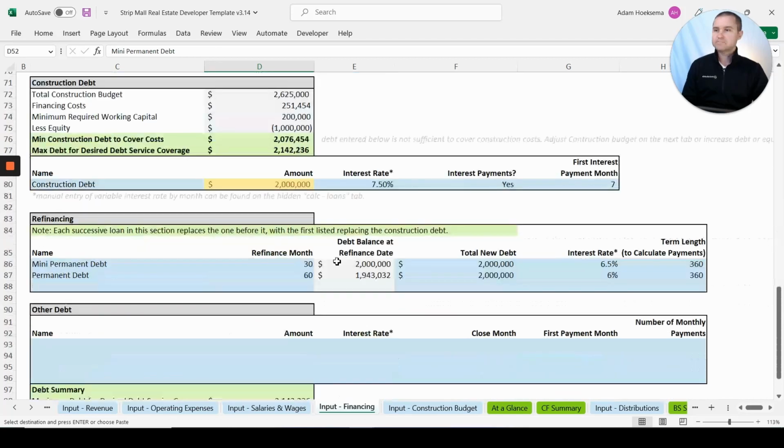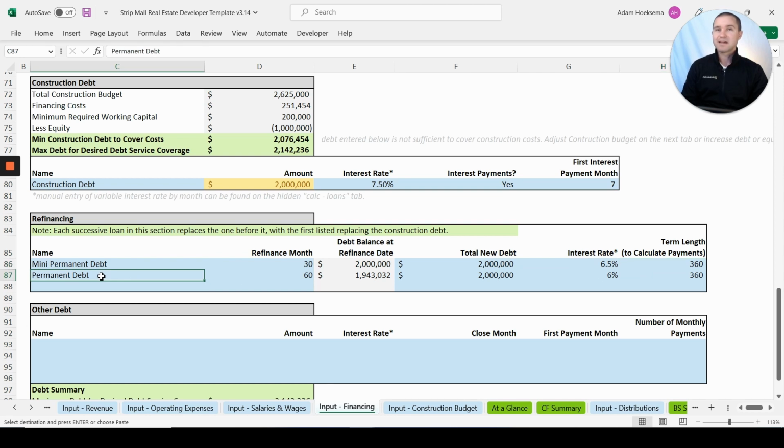And so what we're assuming is that eventually, once the construction is complete, we are going to refinance out this construction loan. So that's pretty typical. You don't typically keep the construction debt and just pay down on that forever. You refinance that once construction is complete. And so a lot of times you will go into mini permanent debt. And so we're saying we're going to refinance in month 30. And so you can say, all right, we're going to refinance that $2 million construction loan that's right here with a new $2 million loan that's mini permanent, and it's going to be at a 6.5% rate over 360 months.